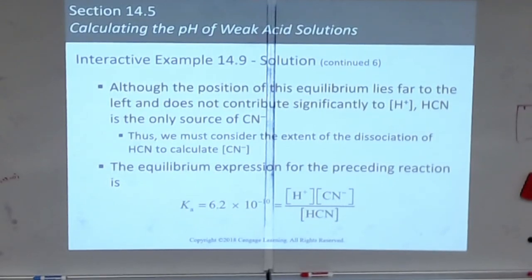Okay? So did y'all solve it? You get it yet? So set up a rice table. What's the X going to be?